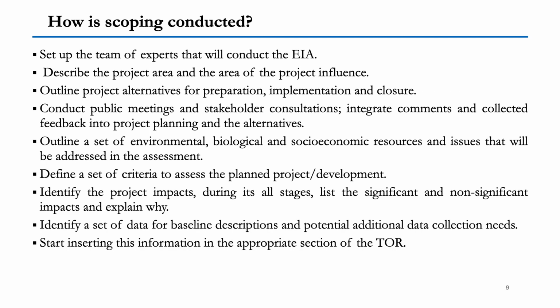How is scoping conducted? So funneling down. First of all, set up the team of experts that will conduct the EIA, describe the project area and the area of project influence, outline the project alternatives for preparation, implementation, and closure, conduct public meetings and stakeholder consultations, integrate their comments and collected feedback into project planning and the alternatives which can be given to mitigate the environmental hazards, outline a set of environmental, biological, and socio-economic resources and issues that will be addressed in the assessment.